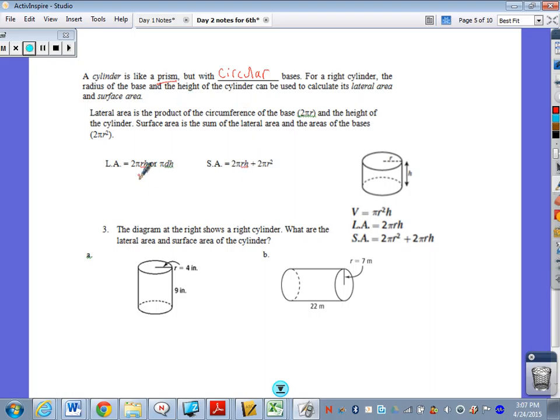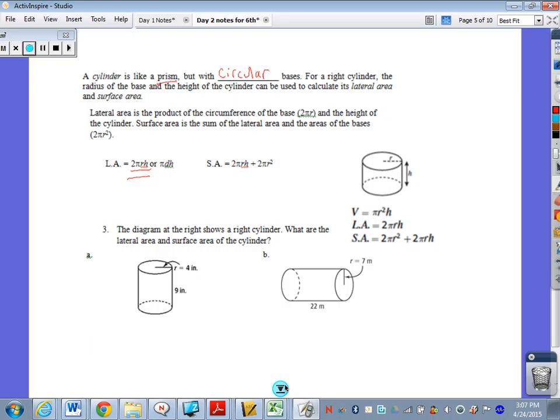So these are the two formulas. We usually always use this formula for lateral area. That's the only one on the formula sheet if you look here. So we're going to use 2 pi RH for the lateral area. That gives me the area of this middle section. And then to find the surface area, we do 2 pi RH plus the area of the two circles. And remember, the area of a circle is pi r squared.